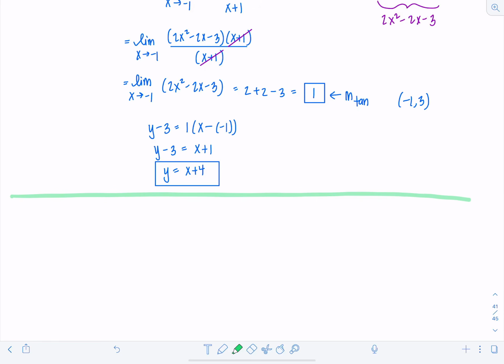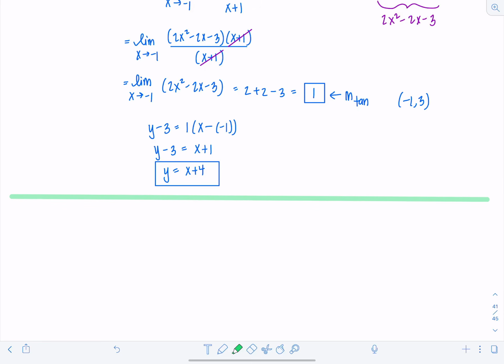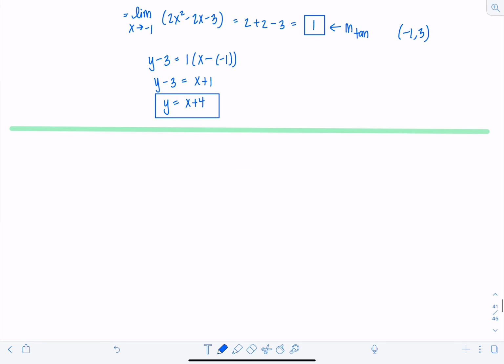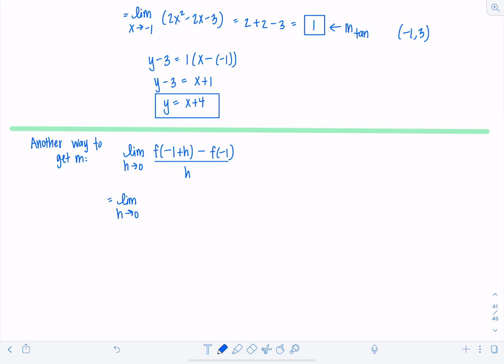Now I did mention, we have two versions of that formula to get the slope of the tangent line. So alternatively, another way that you could get m would be to use the formula that involves h's. So you would find the limit as h approaches 0 of f of a plus h, so negative 1 plus h, minus f of a, f of negative 1, divided by h. And in this case, it would be the limit as h approaches 0 of 2 times negative 1 plus h cubed minus 5 times negative 1 plus h.